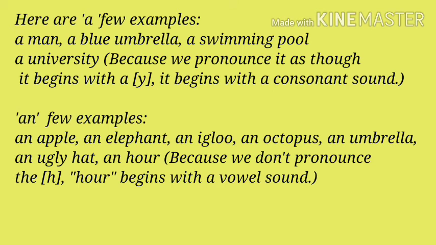Now, examples of an: an apple, an elephant, an igloo, an octopus, an umbrella, an ugly hat, an R. Because the H is silent here, and it begins with a vowel sound, and that's why we are using an before R.